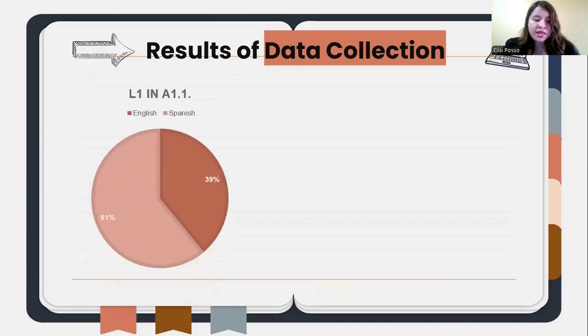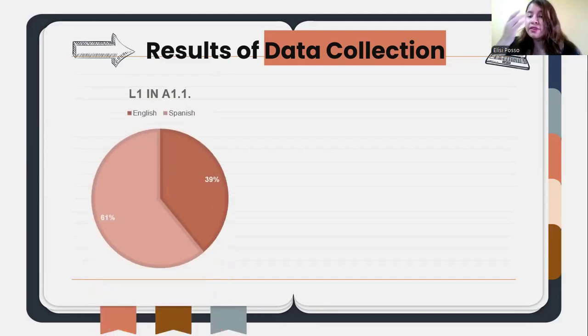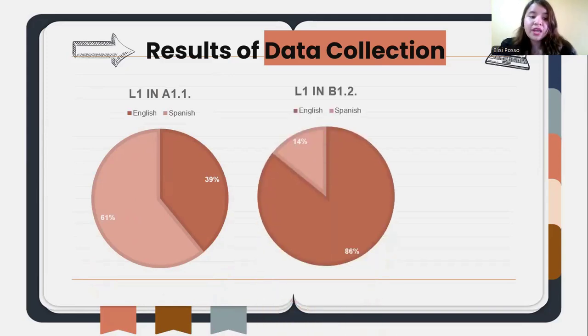Okay. So regarding the results, and to answer the first question about the extent to which the teacher needed to use Spanish at different levels, I found that the amount of time spent speaking Spanish varies significantly between these two levels. For example, at the A1 level, the teacher spent 60% of the class speaking in Spanish, while at the B1 level, this dropped to only 14%.